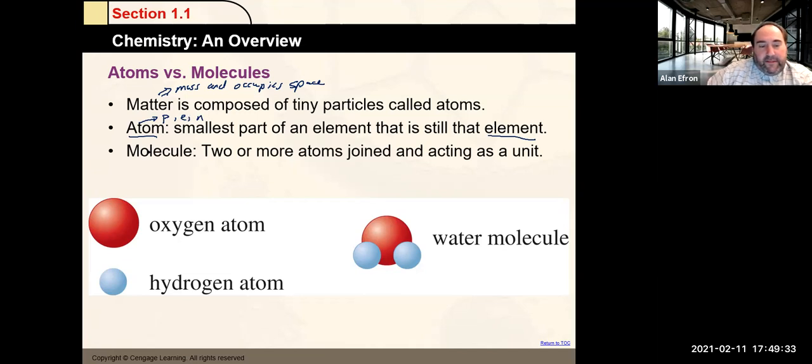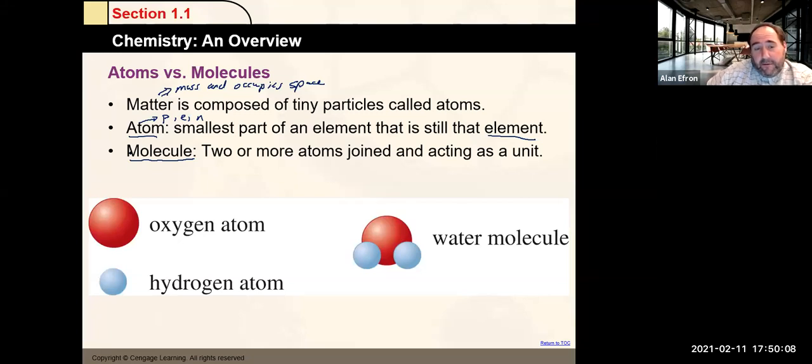And when we combine 2 or more atoms together, that is what makes a molecule. So a molecule is the simple definition of putting 2 or more atoms together. Those could be 2 or more atoms from the same element. They could be 2 or more atoms from different elements. But the basic definition of a molecule is just that: 2 atoms that have joined together, probably through bonding or something of that nature.